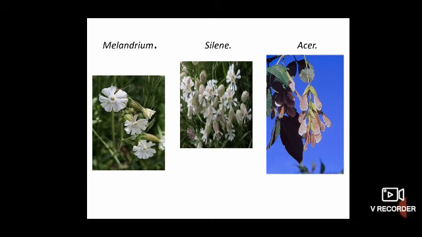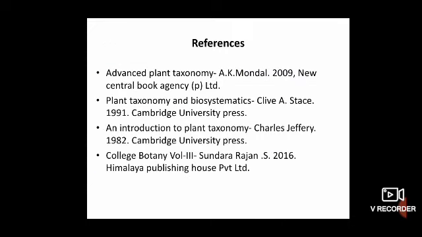Melandrium, the first picture is that of Melandrium, second is Silene, and the third is Acer. So, these are some of the anatomical evidences in relation to taxonomy, based on the anatomy, how the plants have been taxonomically positioned according to their phylogeny.